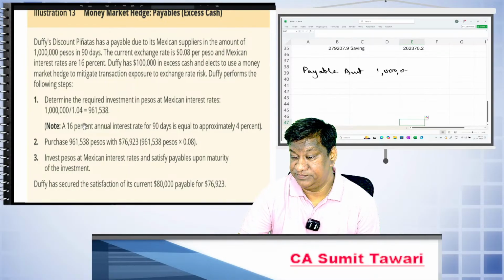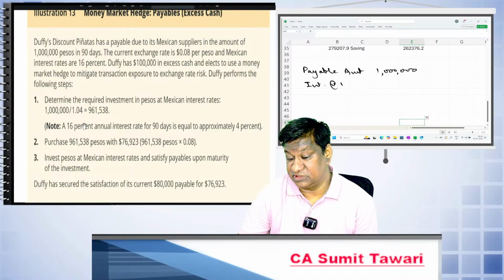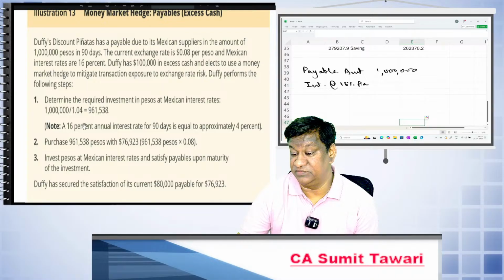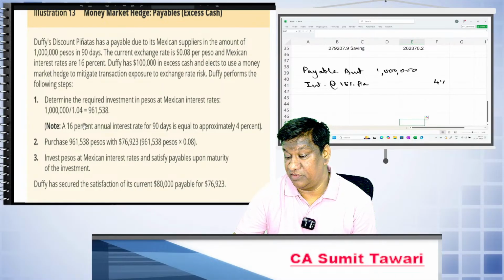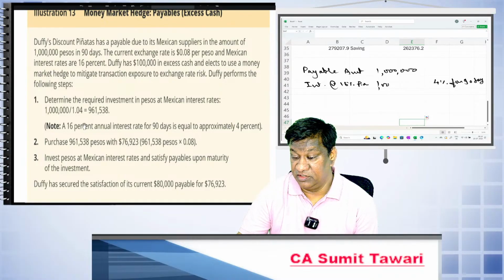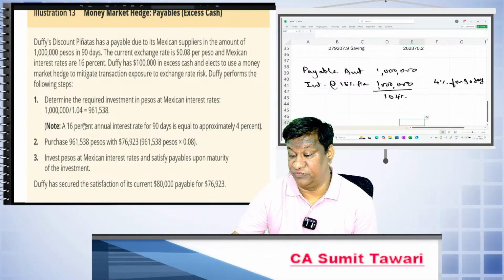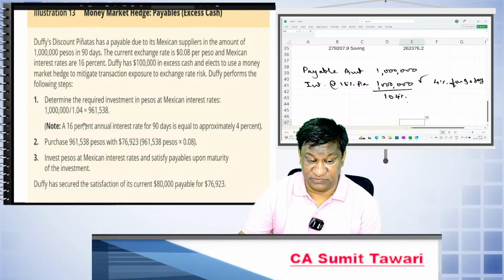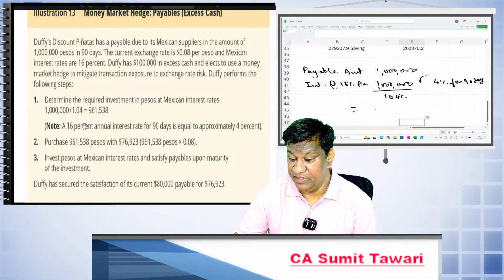The payable amount is 1 million. And we can get interest at 16% per annum. So what does it mean? We can get 4% for 90 days. That's why we need to invest 1 million divided by 104%. So 1 million should include the interest, that's why 1 million divided by 1.04. So this amount is 961,538.